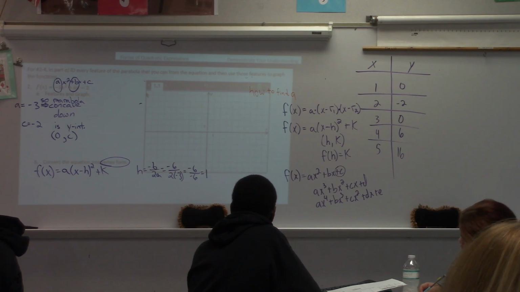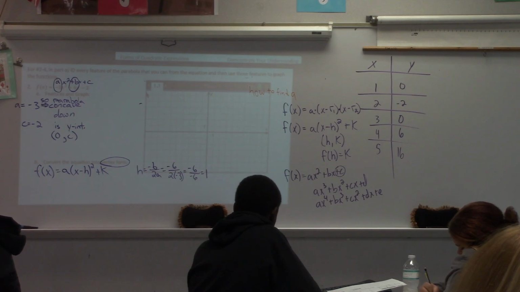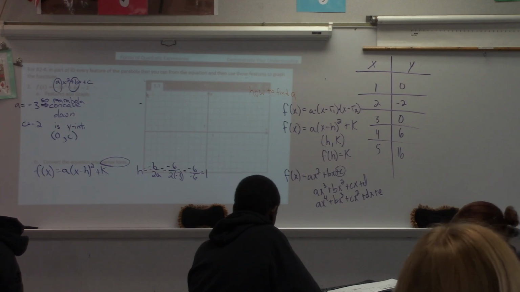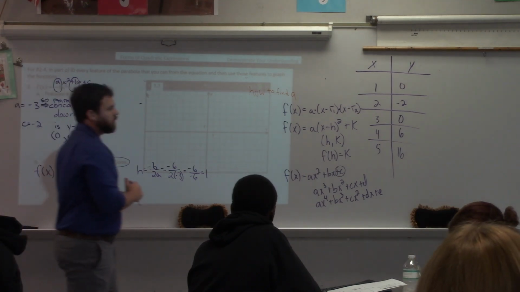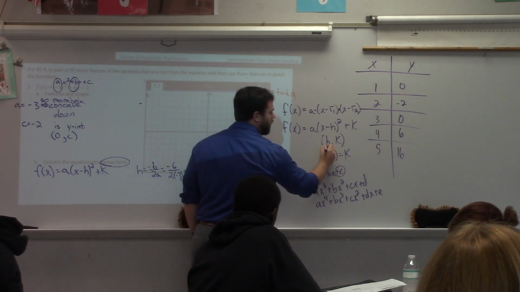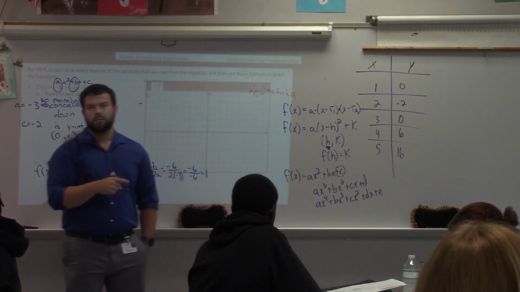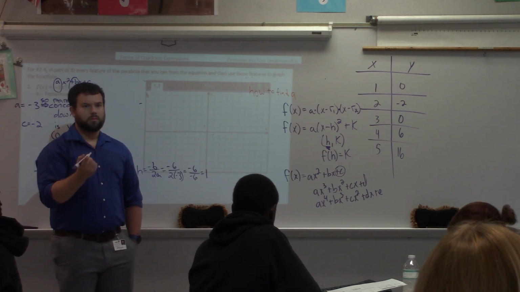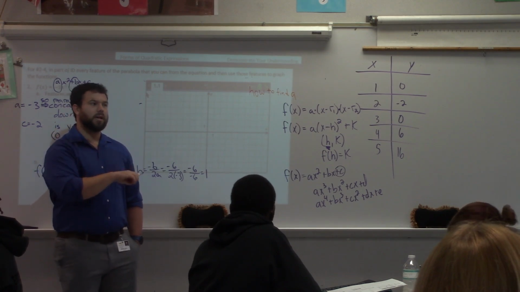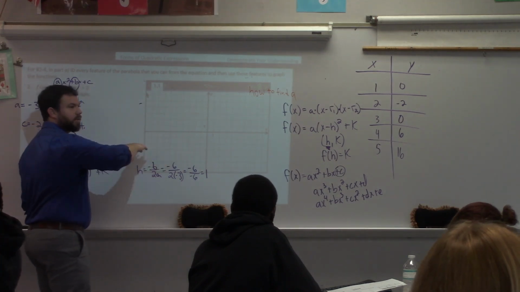Now, does anyone remember how I can easily find that k? Because it's not -2, it's not the c. What is k? Let me point this out. What's another term for the h right here? It is an x value. What's another term for the x value? Input x. So be careful, an x-intercept is only on the x-axis, right?